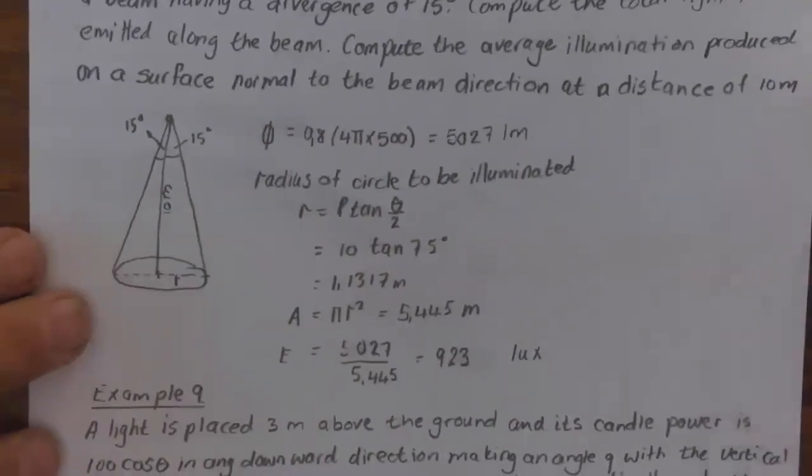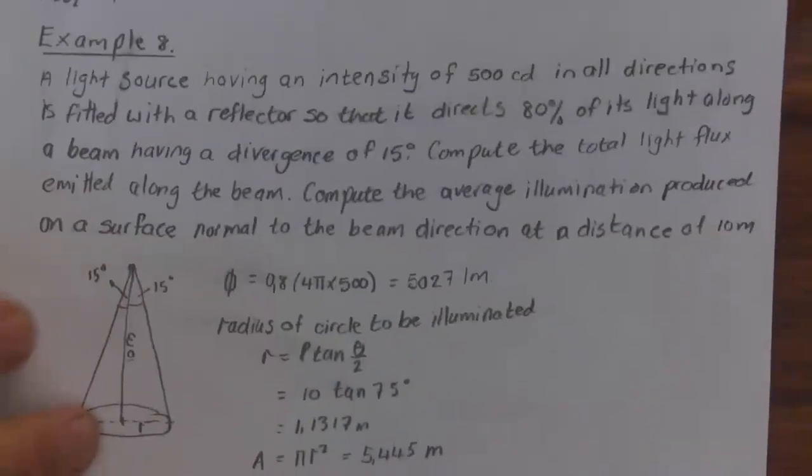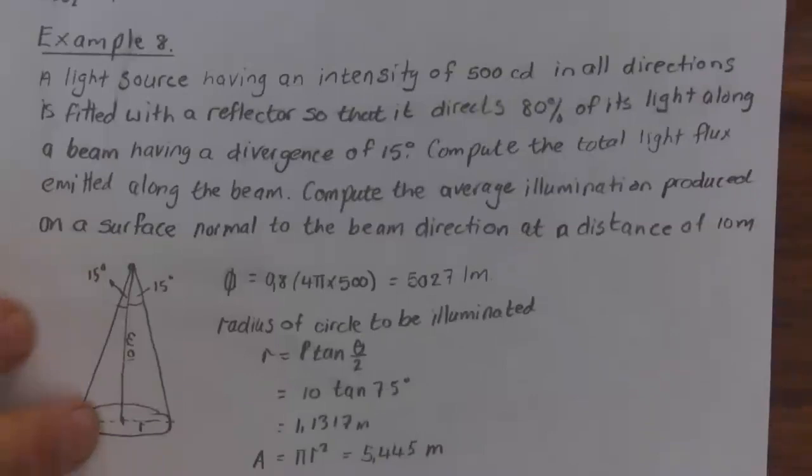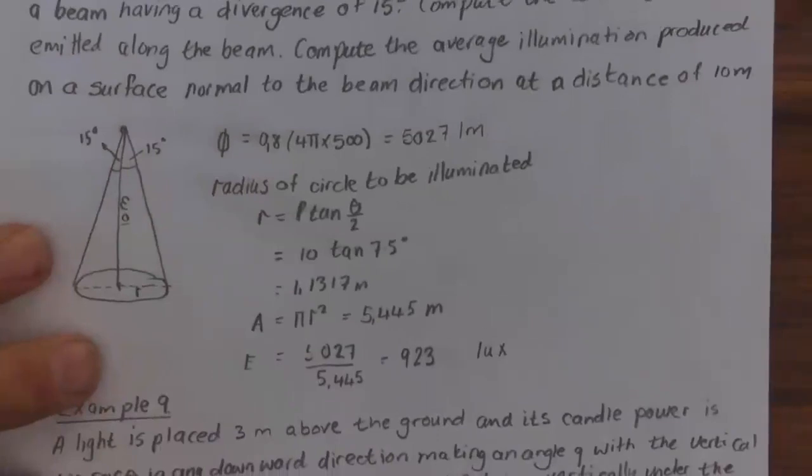So the flux is 0.8 times 4 pi times 500, because it says there is 500 candela in all directions. So that gives us 5027 lumens.